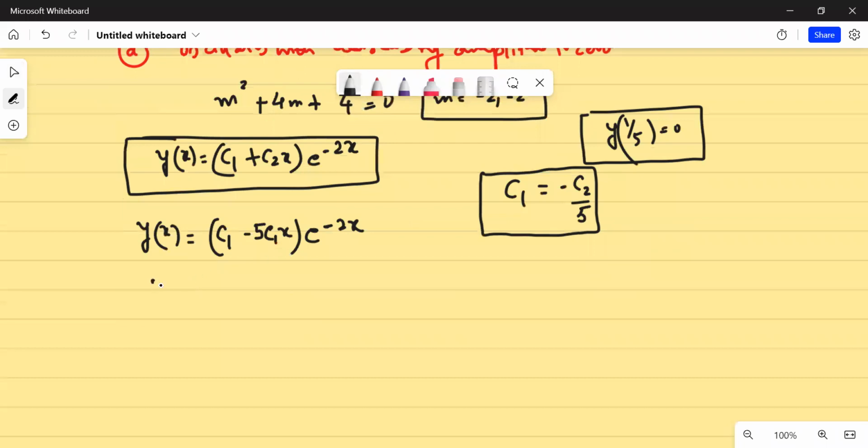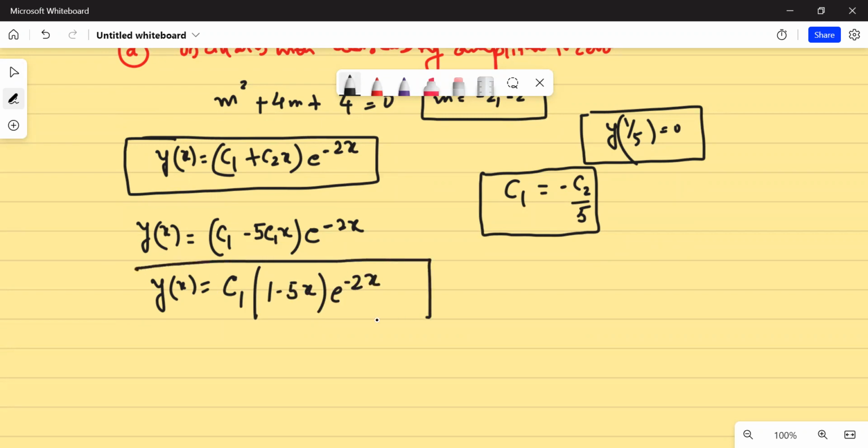So in general, I know that y is a function of x. I have reduced it to some constant. I forget about this. Okay, let us write c1, it does not make a difference. (1 minus 5x) e to the power -2x. Now the options say the function increases then decreases, or decreases then increases. So all those kinds of questions are there.